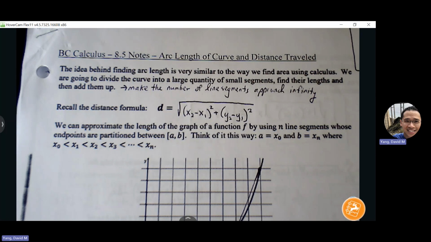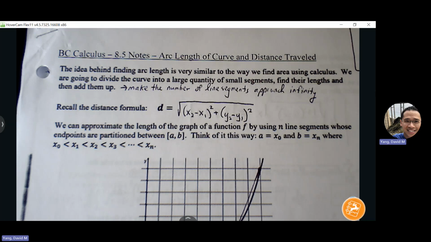So that's the idea, is that if we break up a curve into infinitely thin or infinitely short segments, you basically are dealing with something that the distance formula can handle, right? This formula can handle a straight line segment. So if we add infinitely short line segments together, we total that up, and we're going to eventually get the length of a curve.